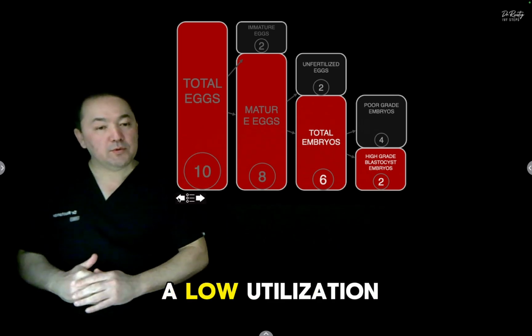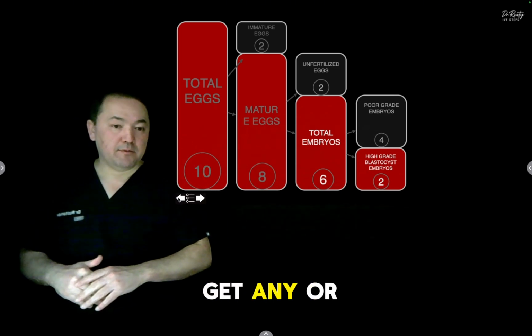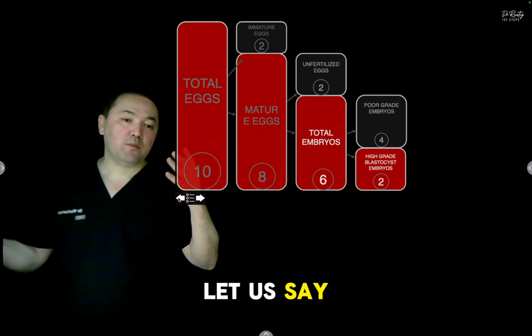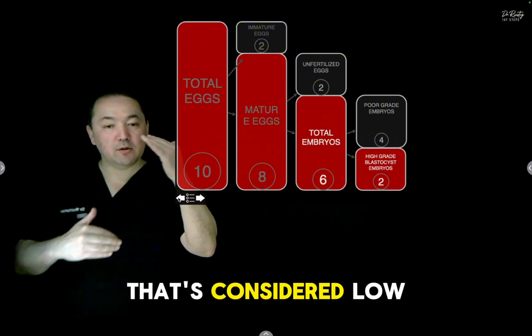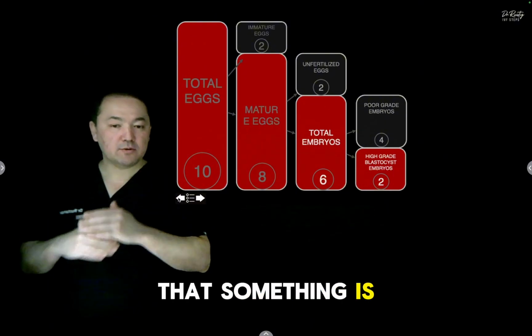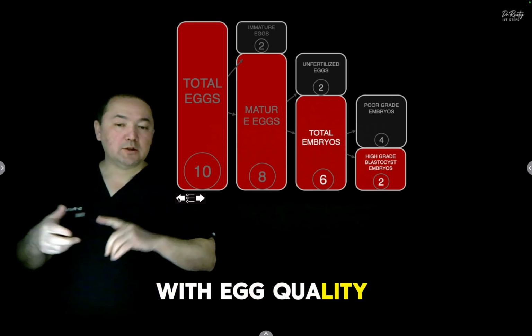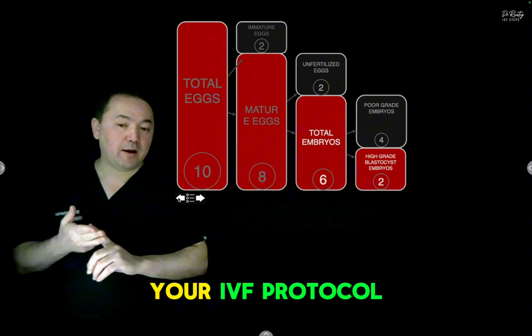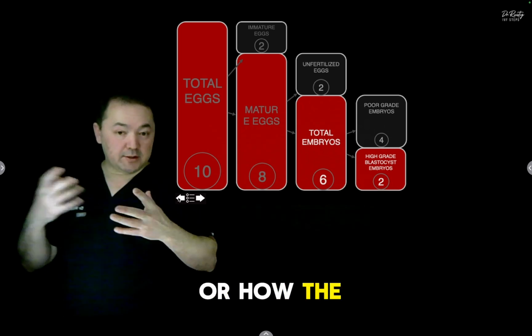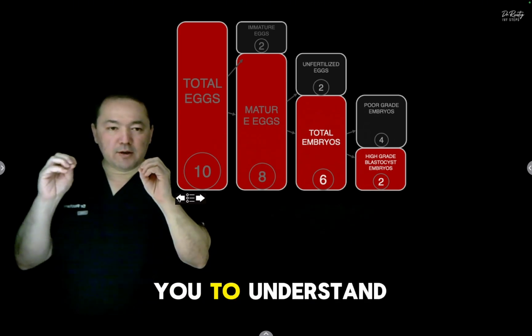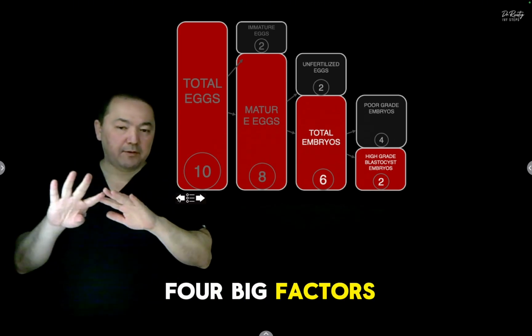If you have a low utilization, if you don't get any, or if you get, let us say, 1 out of 6, that's considered a low utilization rate. Something is not quite right with egg quality or sperm quality, or your IVF protocol, or how the cycle went. This will help you to understand 4 big factors.